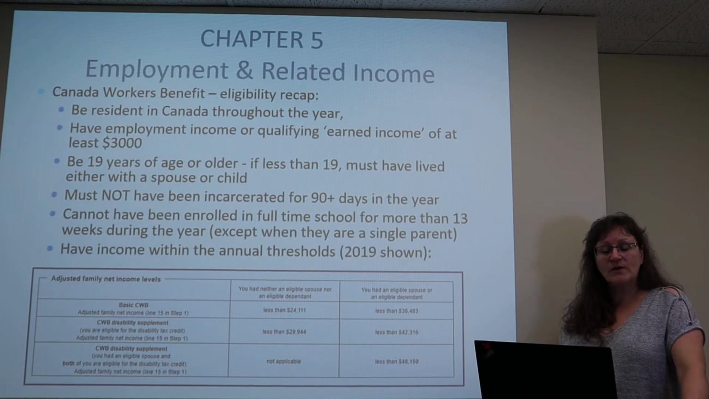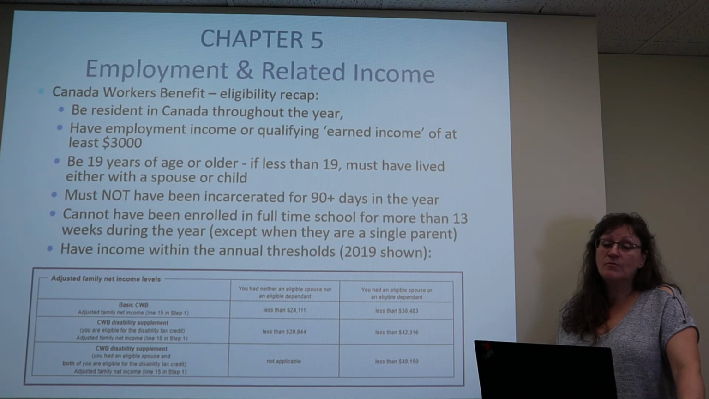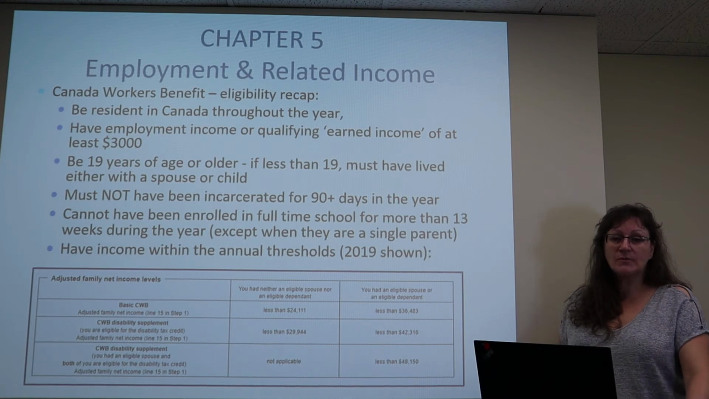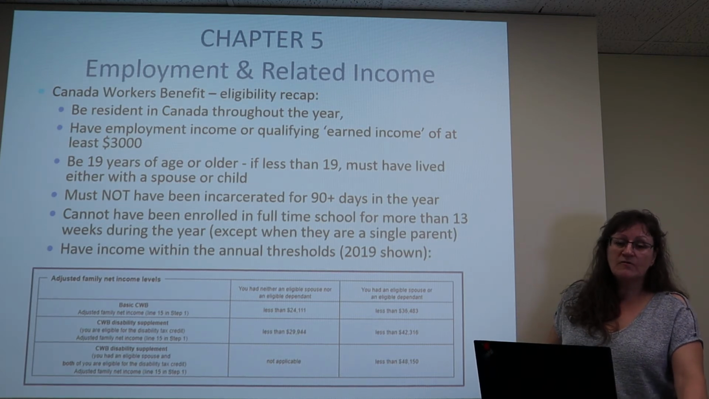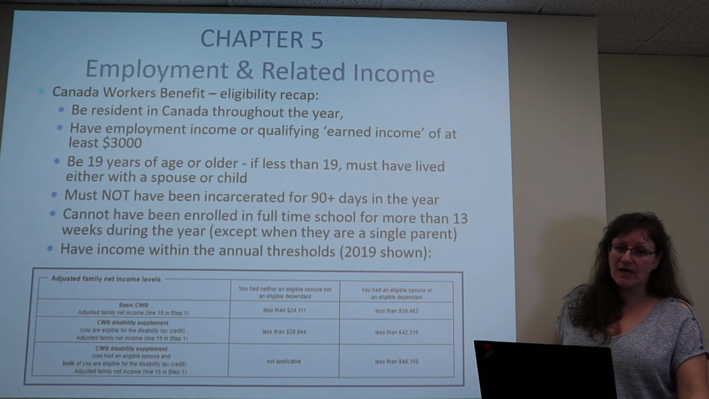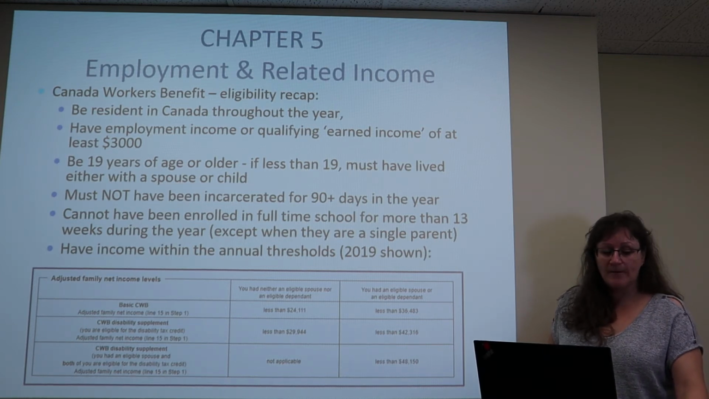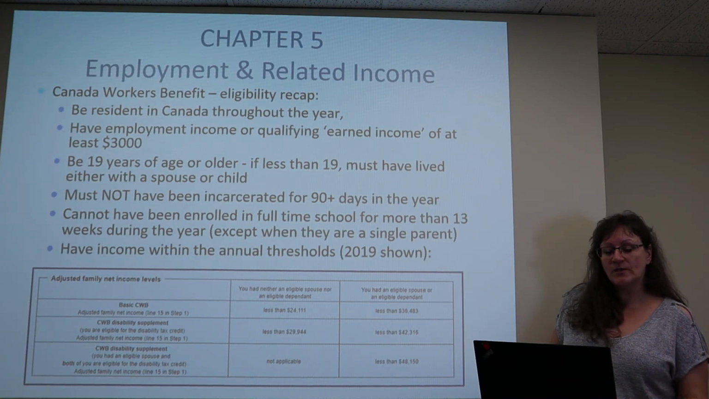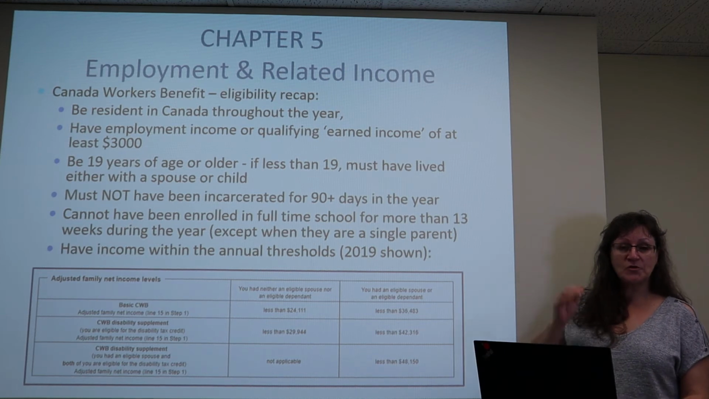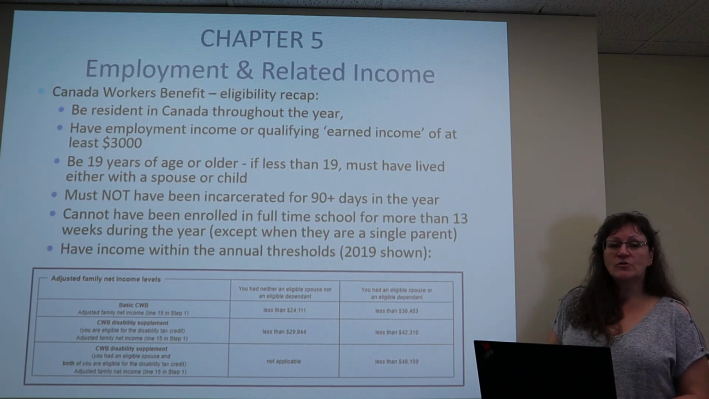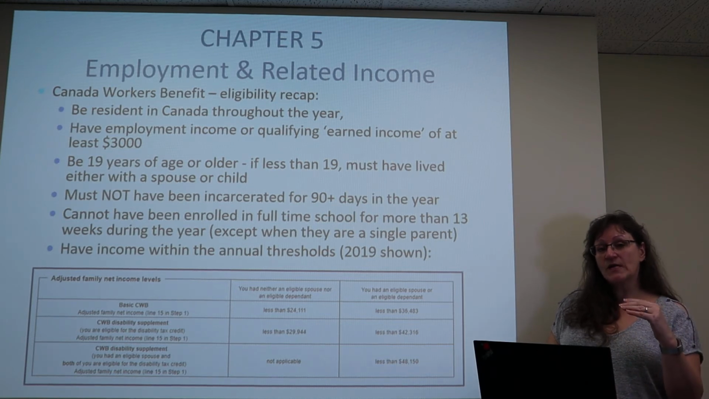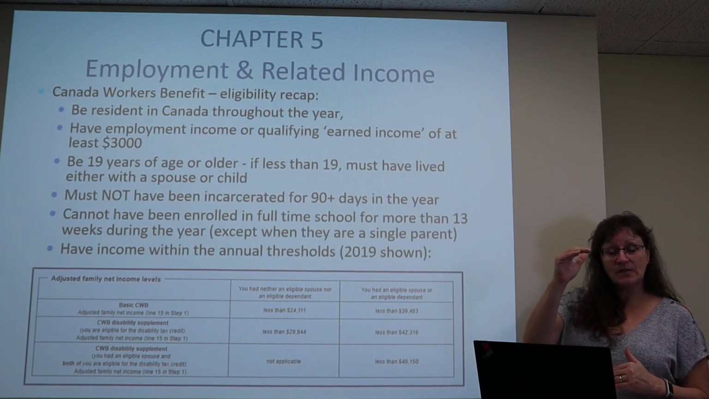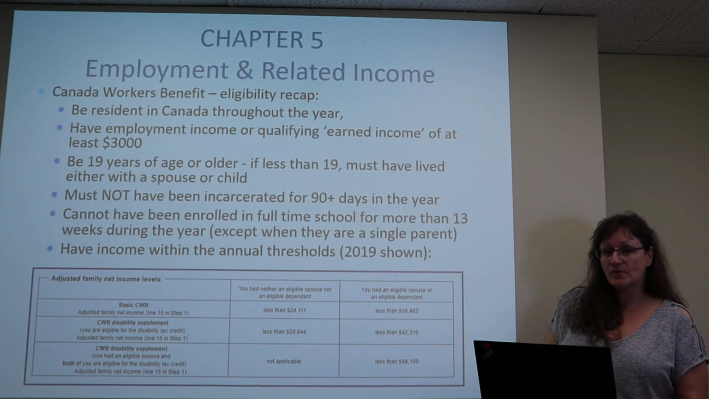They can't have been incarcerated for 90 days or more in the year, and they cannot have been enrolled full-time for more than 13 weeks with a post-secondary institute unless they are a single parent. If they're a single parent, then they can have been enrolled full-time for longer than 13 weeks and still get the Canada Workers Benefit if they are a parent. What's shown on our screen and what's in your curriculum is the current limits for the 2019 tax year for the upper thresholds for this credit. So individuals who have more than $3,000 in earned income, but whose income does not exceed the upper limit, may qualify for some of this refundable credit.